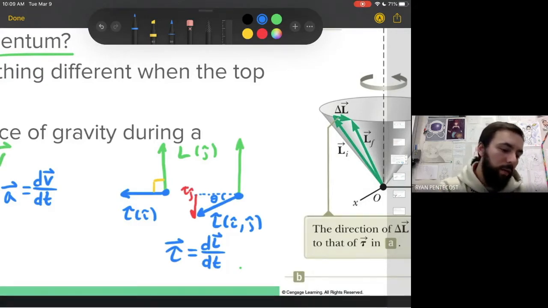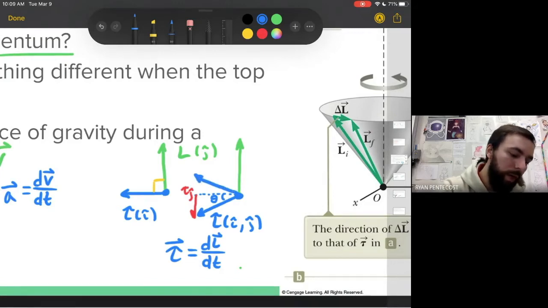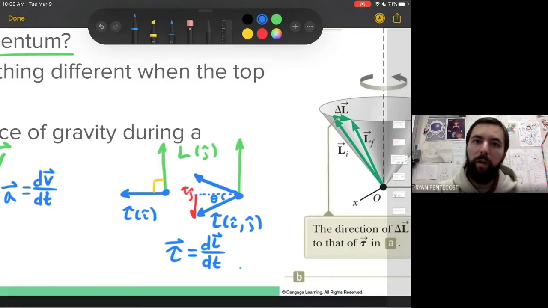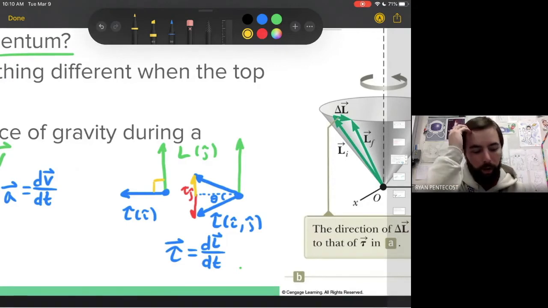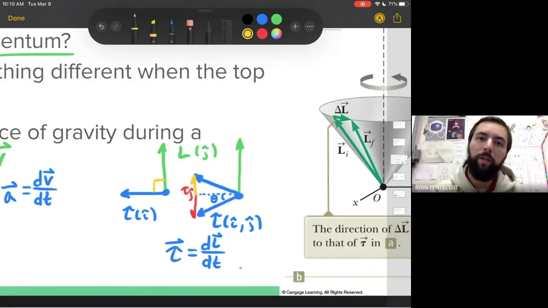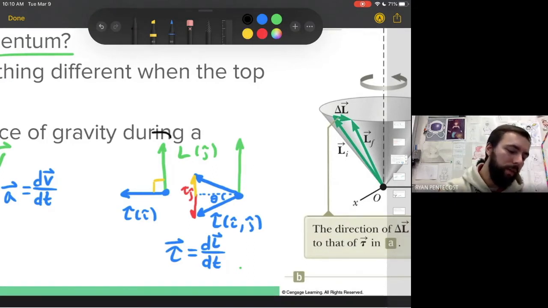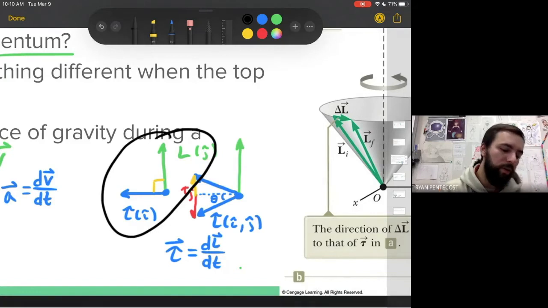Now, if that torque were to have a j component in the same direction as the angular momentum, instead of in the opposite direction, that means that torque would now cause an increase in angular momentum, whereas the red vector would have a decrease in the angular momentum because it's actually affecting the magnitude. But this is what happens for a gyroscope.